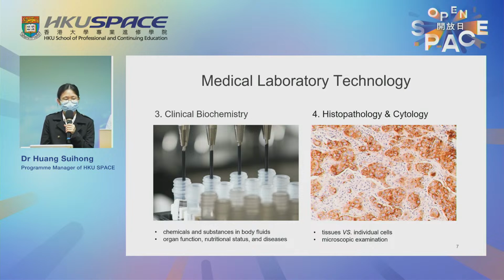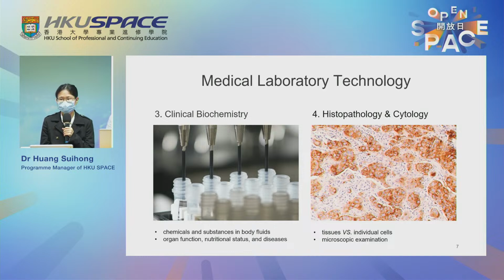The third discipline is clinical biochemistry. In this discipline, it's about measuring the chemicals and substances in our body using body fluids like blood or urine. They would measure, for example, hormone levels, glucose levels, and cholesterol levels. These measurements can provide information about our organ function, our nutritional status, and any underlying disease like diabetes, heart disease, or kidney disorder. And the last discipline is histopathology and cytology.